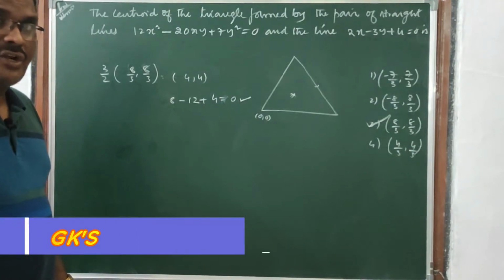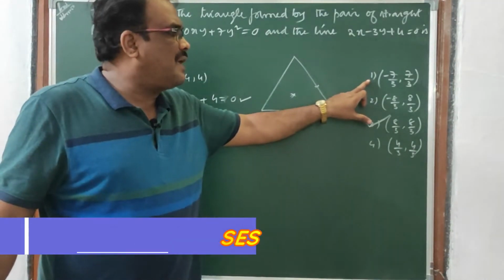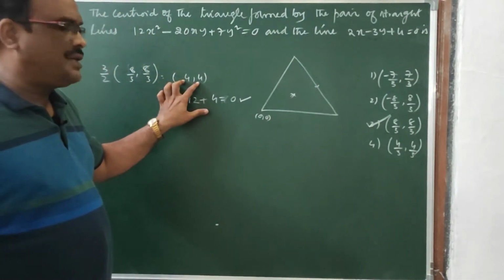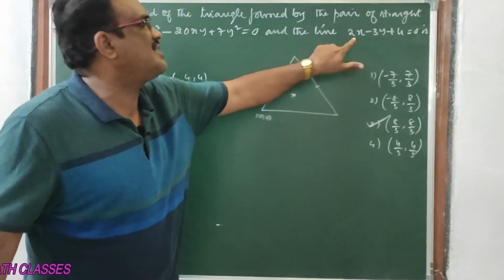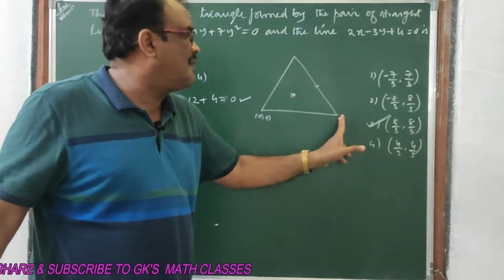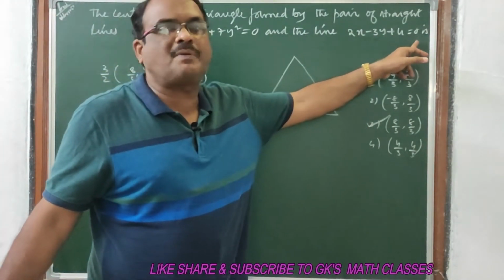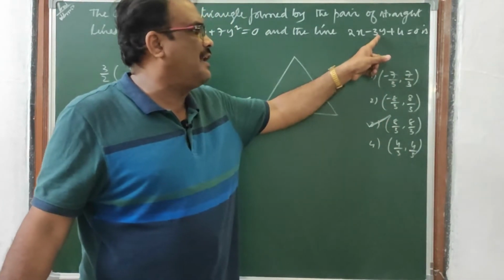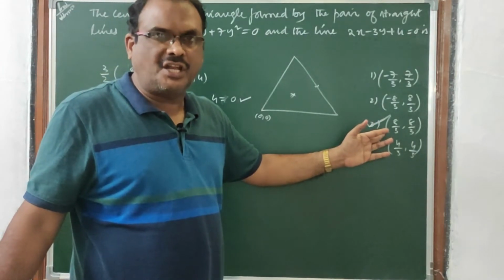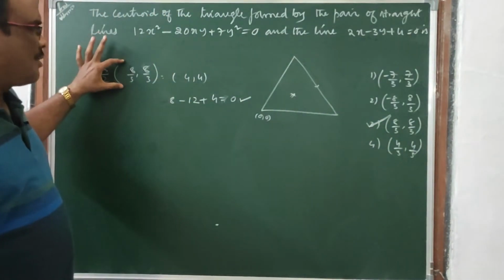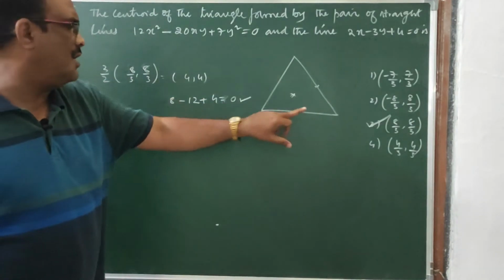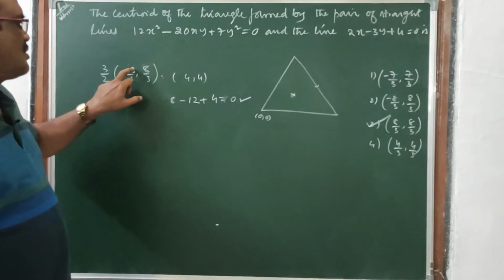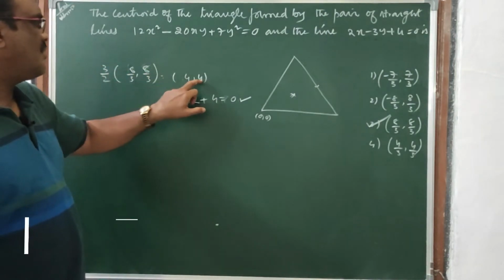So, what is the shortcut used? Multiply the given options by 3/2. The point which you get has to satisfy the equation of the third line, 2x − 3y + 4 = 0. The option which satisfies the line is the right answer, that is the centroid. So I have taken the first option, second option, and finally I took the third option. 3/2 into 8/3: 3 gets cancelled, 2 4s are 8, so 4, 4.